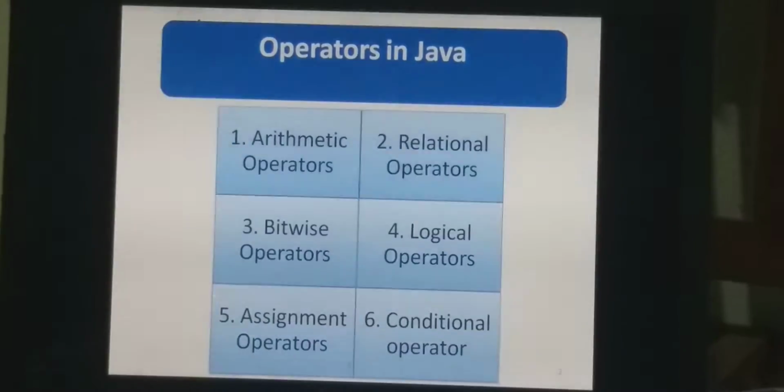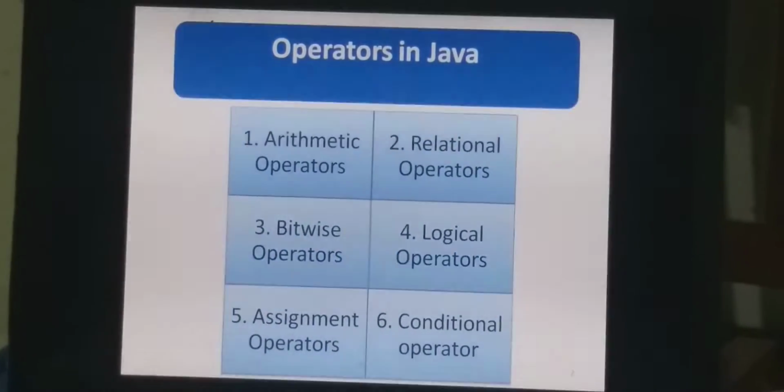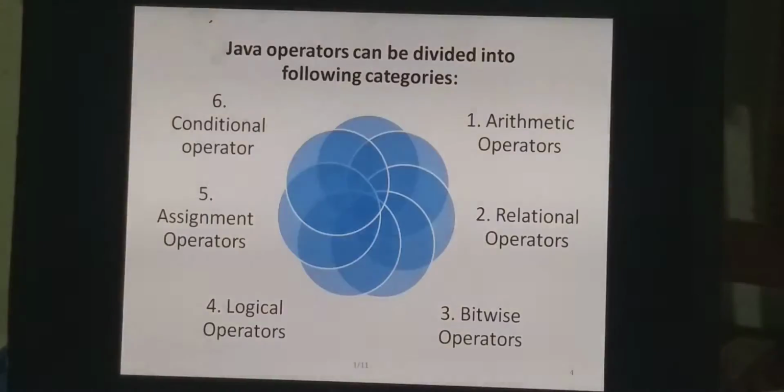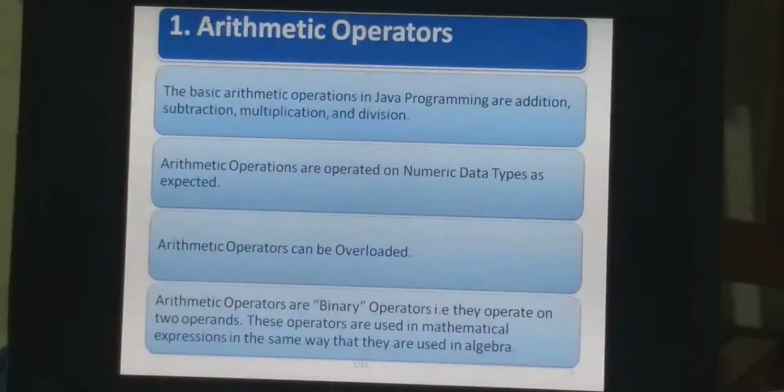So the types of operators here we see: arithmetic operator, relational operator, bitwise operator, logical operator, assignment operator, and conditional operator. An operator is used for mathematical or logical manipulation of operands. These are the categories of operators that we have already seen: arithmetic, relational, bitwise, logical, assignment, and conditional.